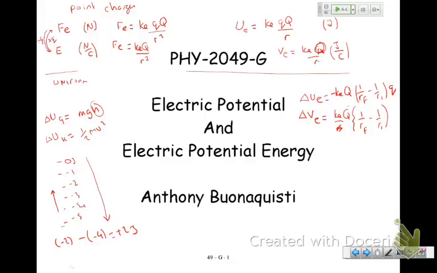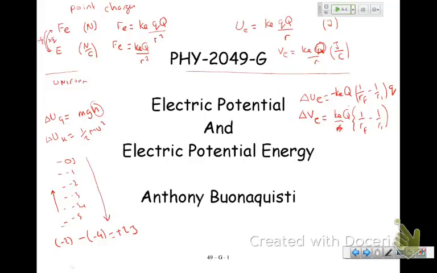So that can be rearranged to look like the K big Q little q over delta R, because it'd be R final minus R initial, with the change in R. Yeah, I suppose so.